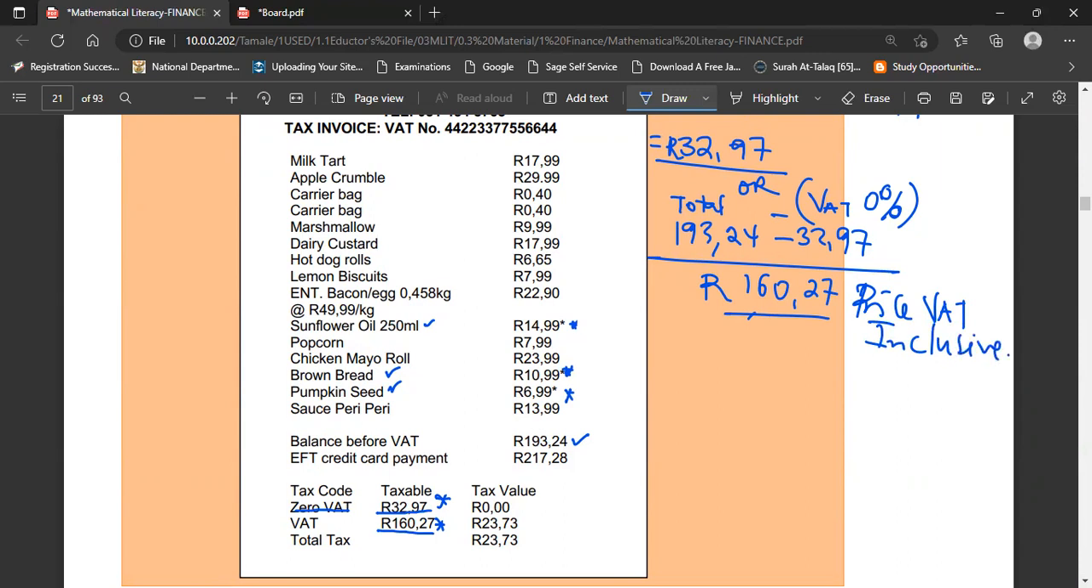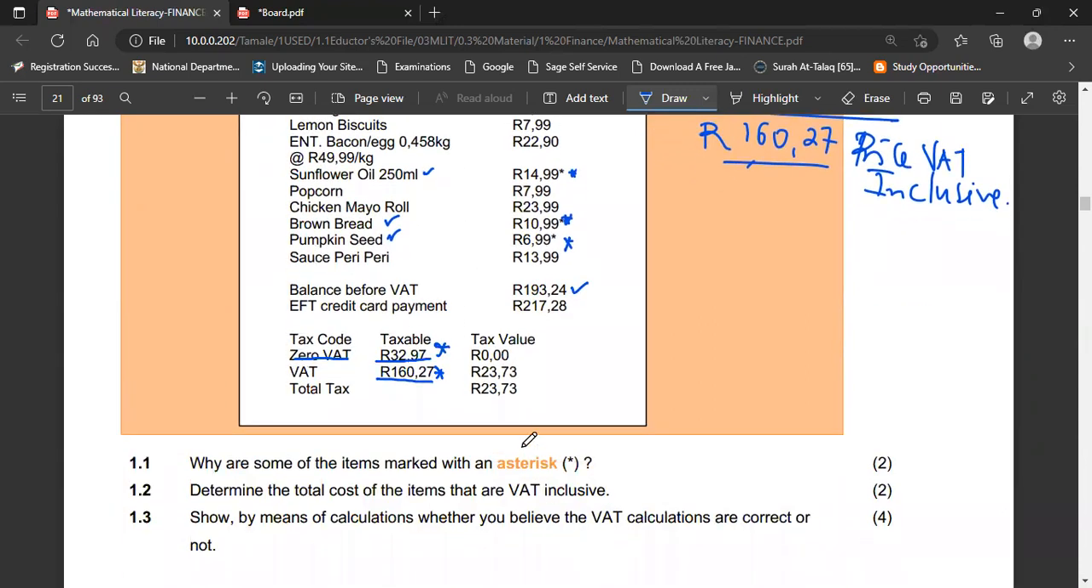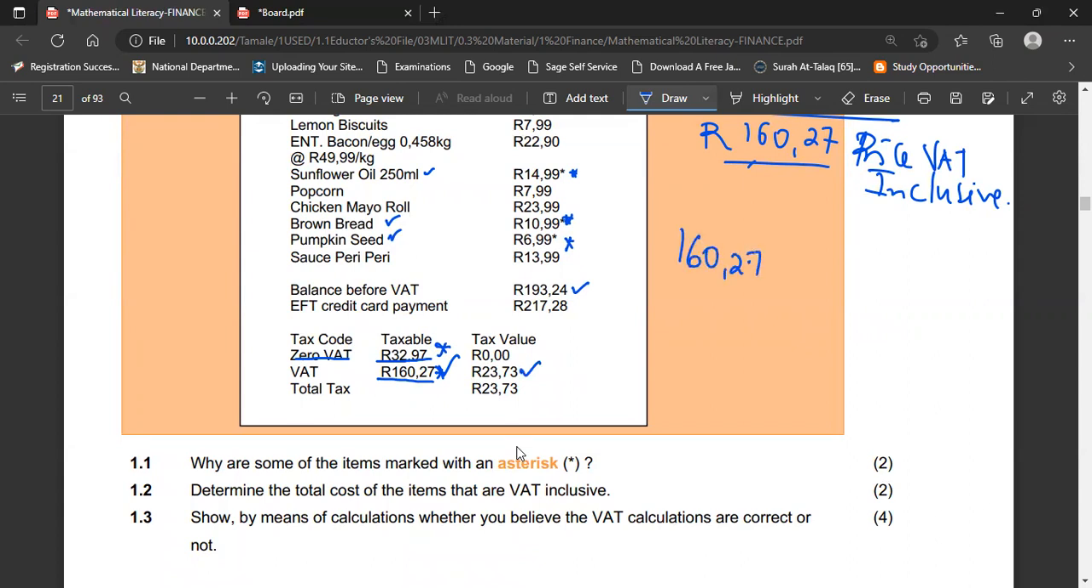All right. Then they're asking, by means of calculations, show whether you believe that the VAT calculations are correct or not correct. So simple. This already does not have VAT, and this is the VAT they're giving us. So we shall come here, since it doesn't have VAT, we need to multiply by 15 over 100.